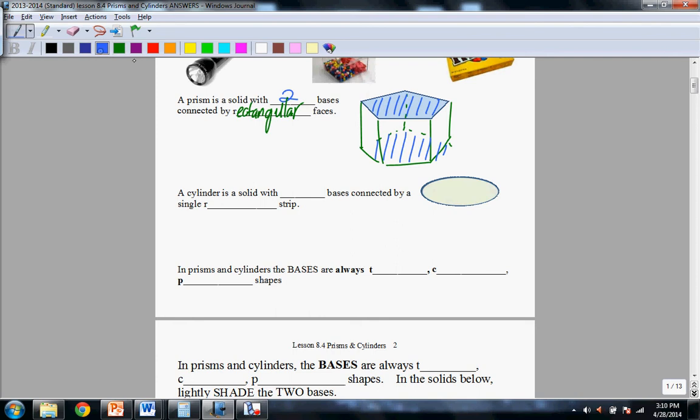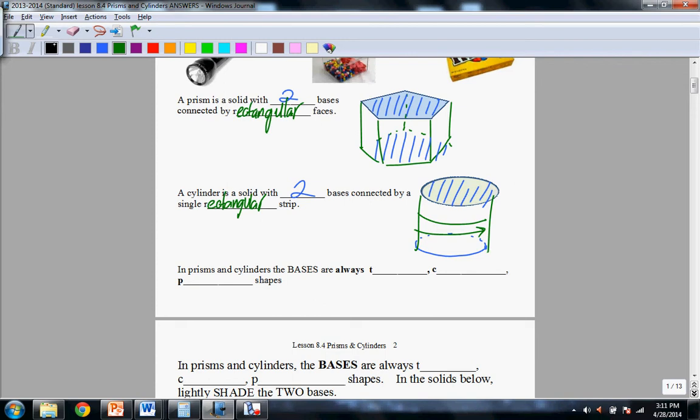Now a cylinder is a solid also with two bases. So there's one base. There would be the other base. And it's connected by one rectangular strip. So technically, this strip around, like a label on a can, that's a rectangle.